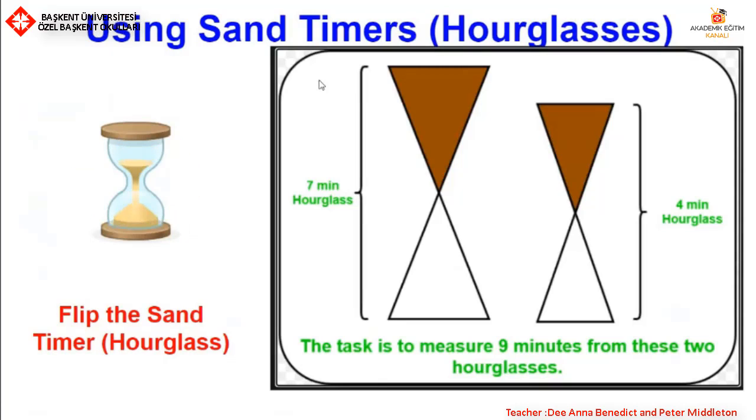So you can see that you have to flip the sand timer. How long does it take to measure 9 minutes using the 2 hourglasses? So remember, 1 hourglass takes 7 minutes to finish and 1 takes 4 minutes. So how many times do we need to flip the sand timers? Have a think, please, to try to work out how long it takes.